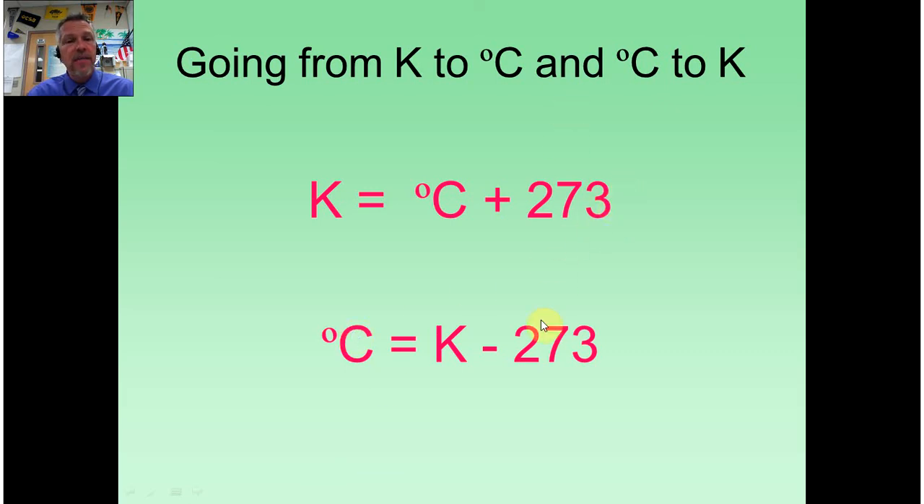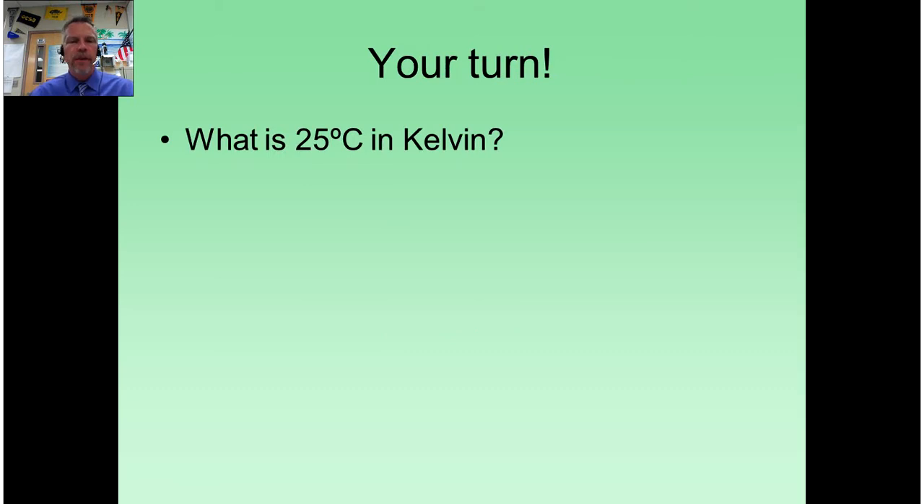Because the size of the unit is the same, they just start at a different place. So to find the temperature in Kelvin, you take the degrees in C and you add 273. And to find degrees centigrade, you take Kelvin and subtract 273. That's all there is to it. So let's do a couple conversions.